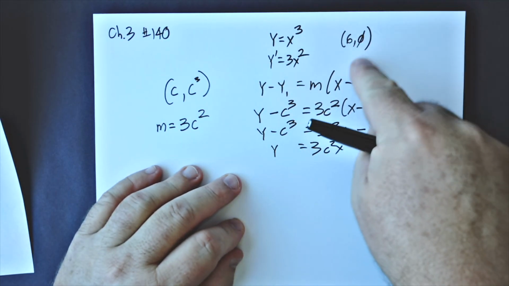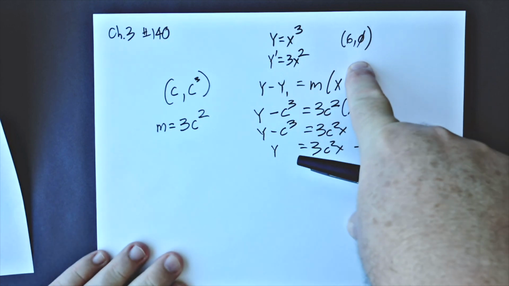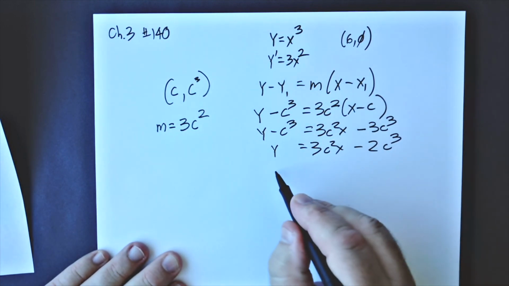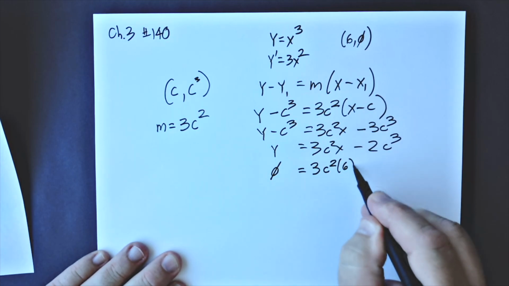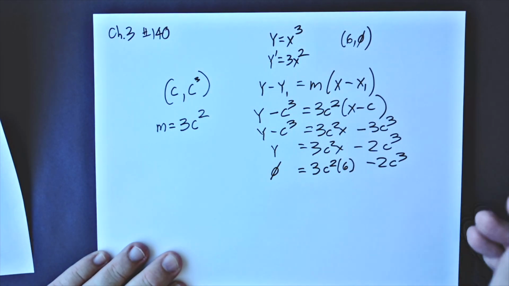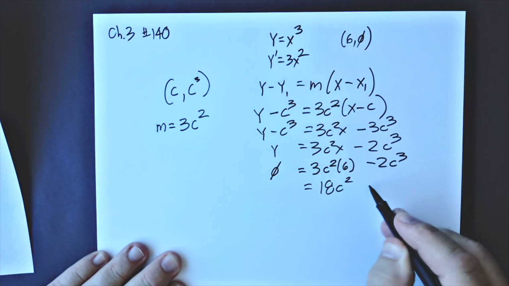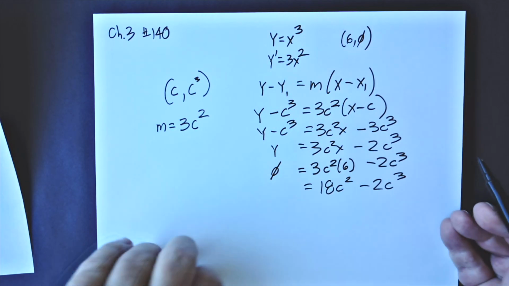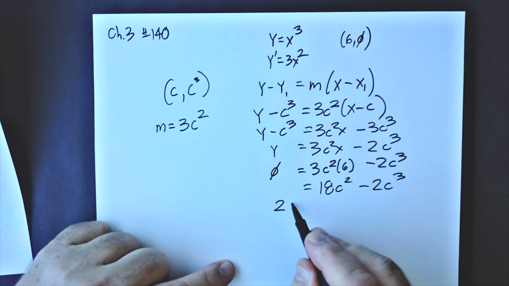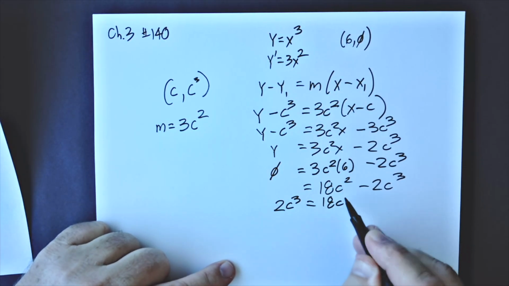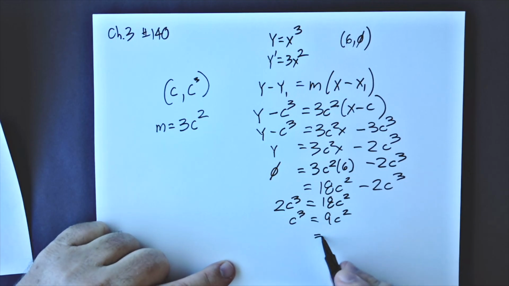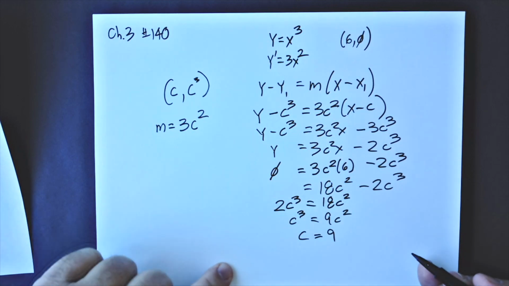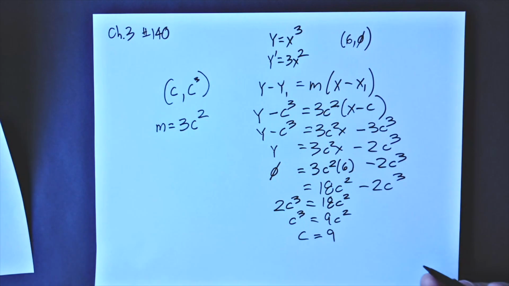But you already know what point you want on that line. It's right here at (6, 0). So I can plug that in here. I'm going to plug in 0 for y, 3c squared times 6 minus 2c cubed. Well, this becomes 18c squared minus 2c cubed. Now I can just move that 2c cubed over here, divide everything by 2, and divide everything by c squared, and then I get c equals 9. So c is 9. That's the value that we're looking for on your point.